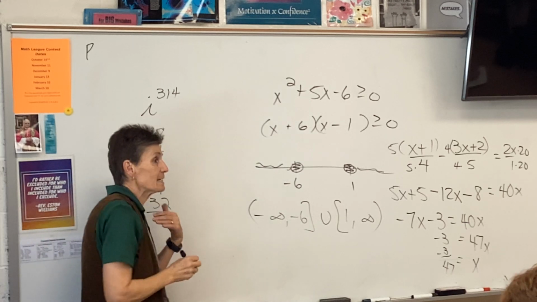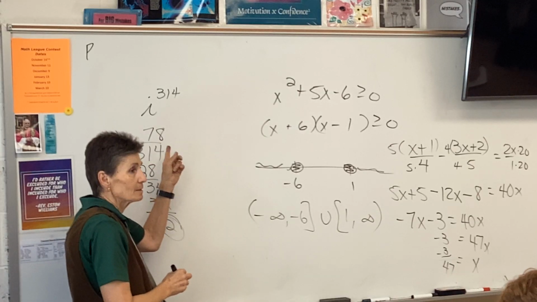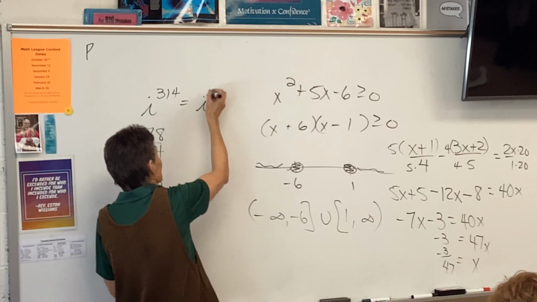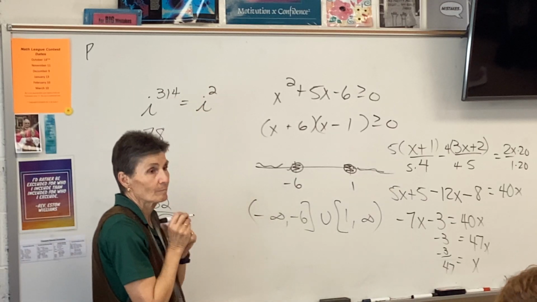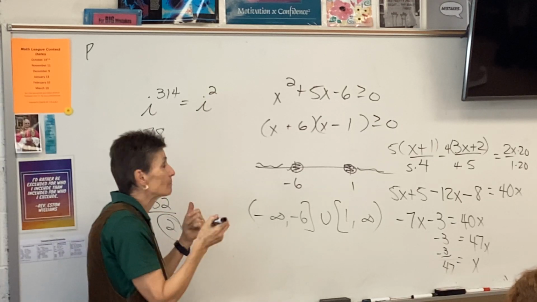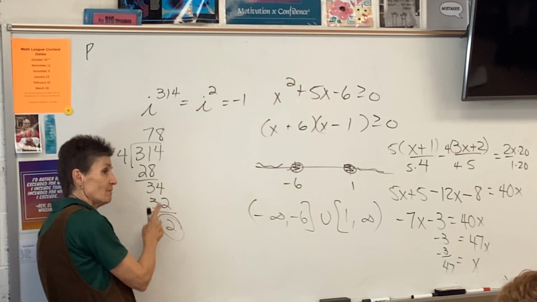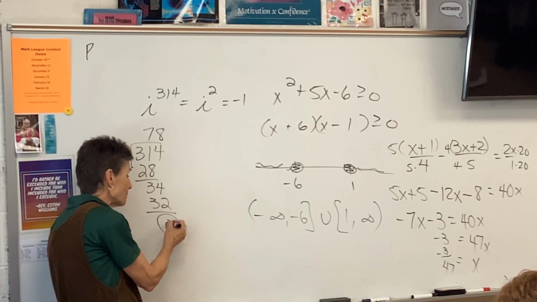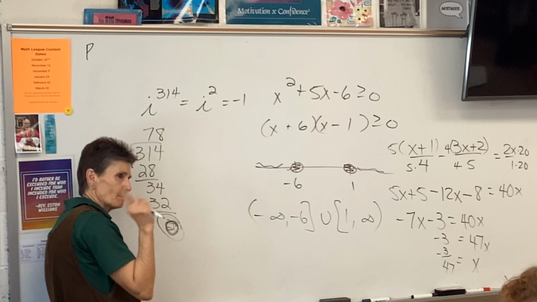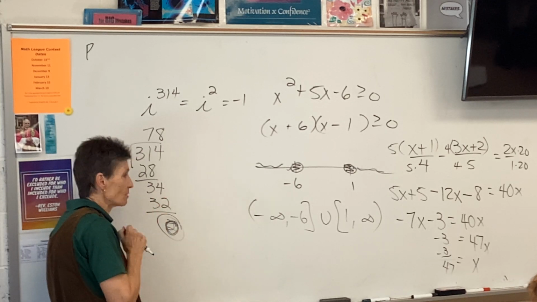And I am only interested in the remainder, right? I'm not interested in that. So the remainder is 2, which means this is the same as i squared. And you know, what's i squared? The answer is negative 1. If it goes in evenly, if the remainder had been 0, what does that mean the answer is? 1. Anything to the 0 is 1.